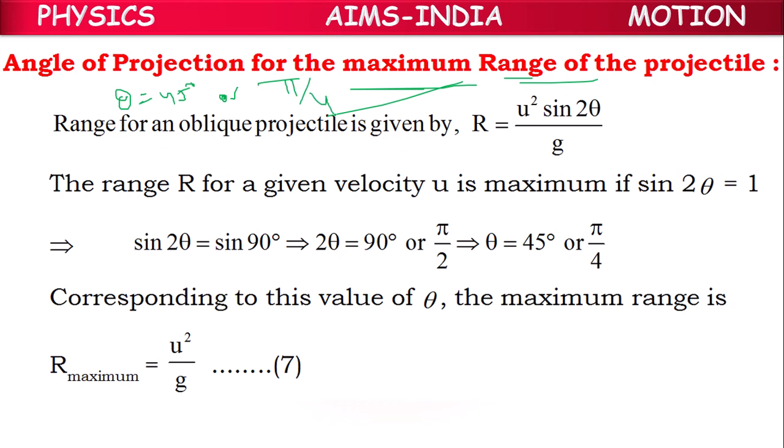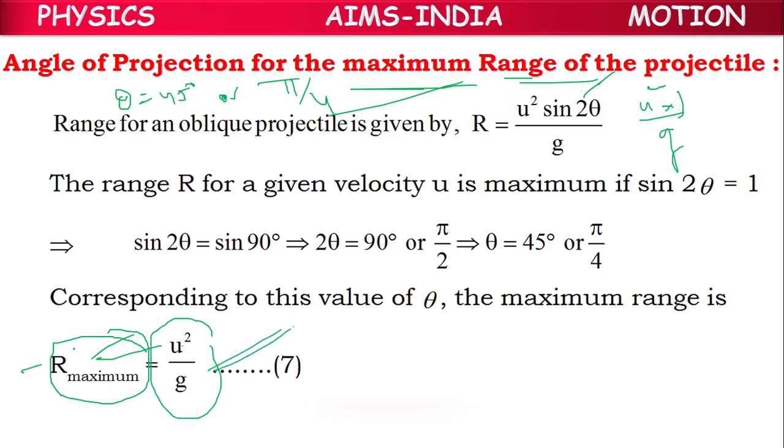What is that maximum range? Sine 2 theta will become 1, so u square into 1 by g, which is equal to u square by g, is the maximum range. This we can observe for a body thrown with an angle of projection of 45 degrees.